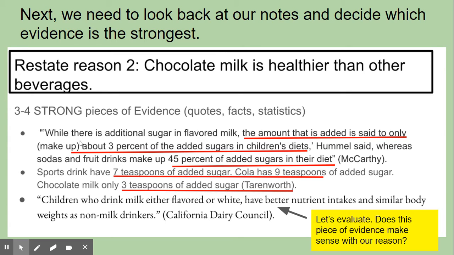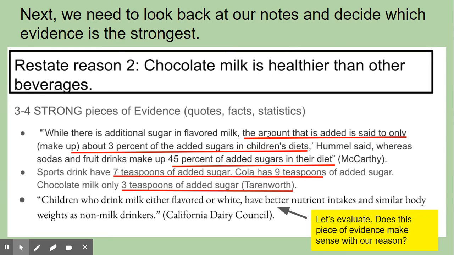All right. So first comes from an article called Chocolate Milk Gets the Nutritionist Gold Star by Jack McCarthy. All right, well, there's additional sugar in flavored milk. The amount that is added is said to only make up about 3% of added sugars in children's diets, Hummel said, whereas sodas and fruit drinks make up 45% of added sugars in their diets.